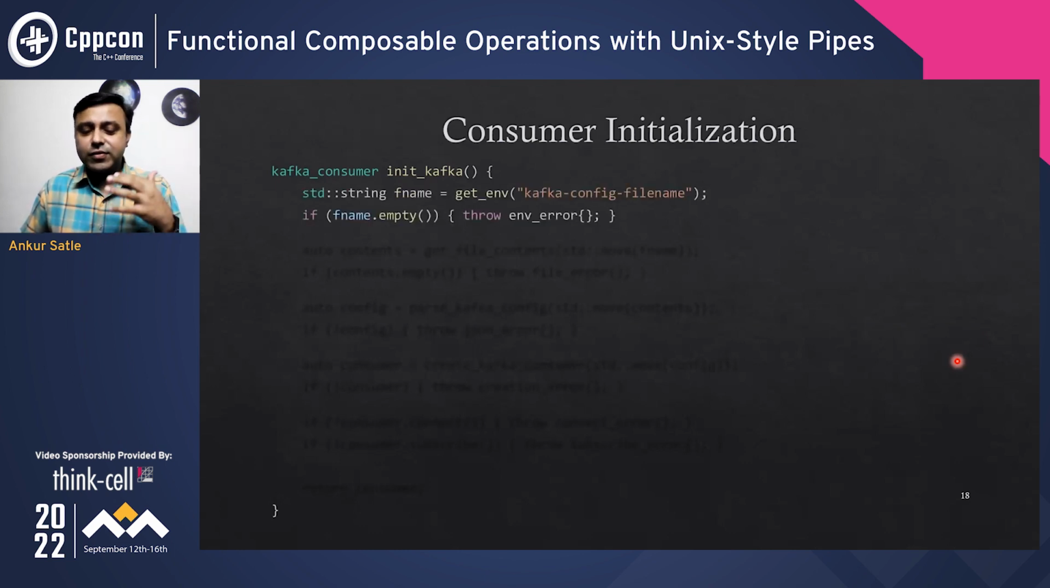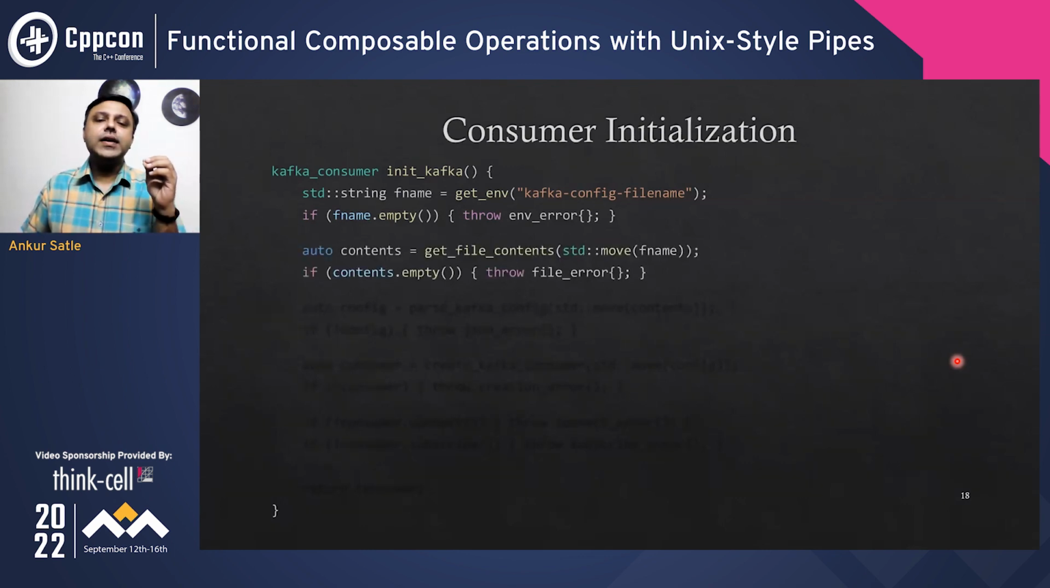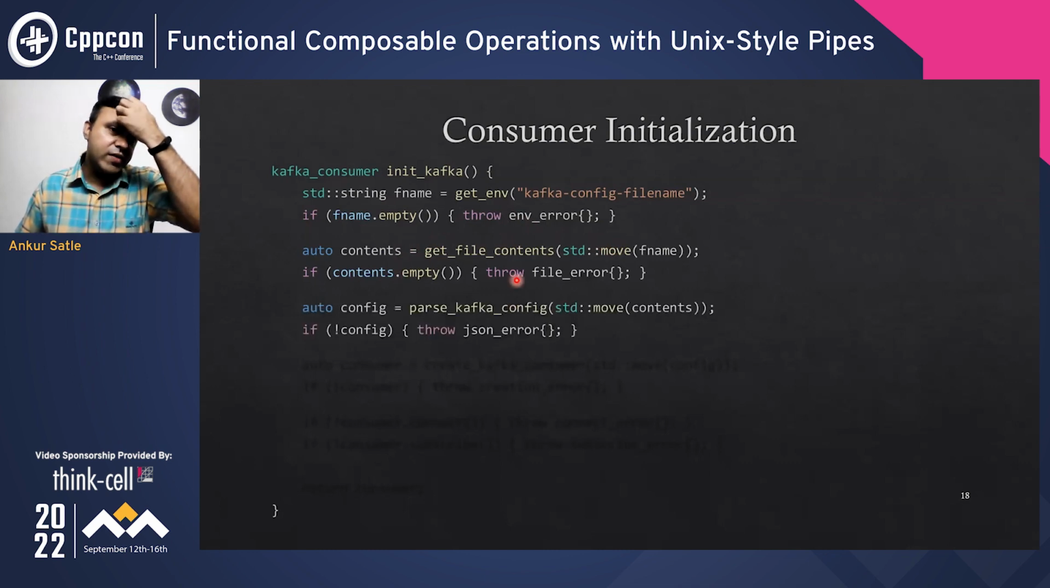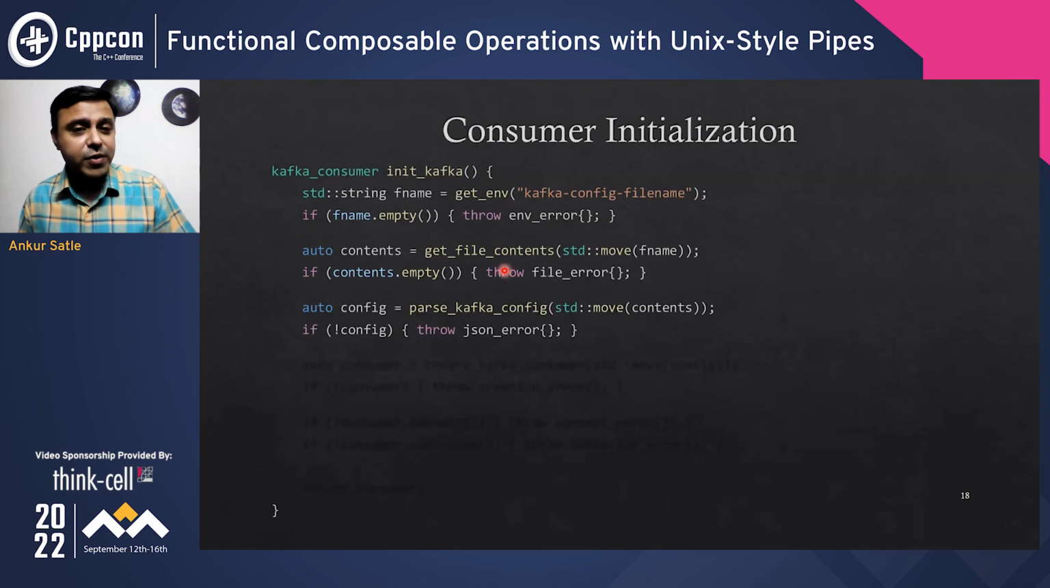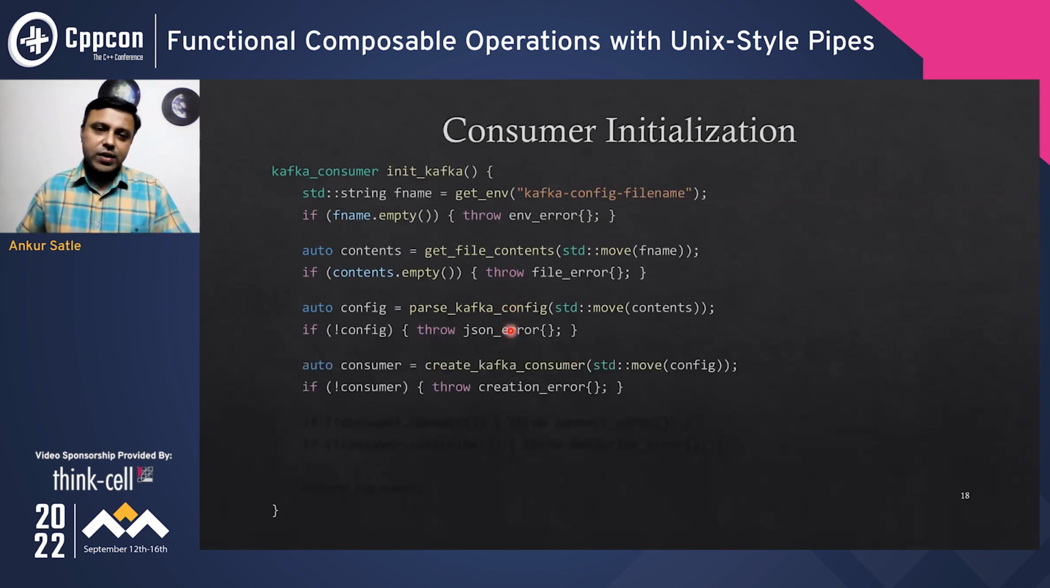This is what we start with. And I have cleaned it up quite a bit to make it pretty straightforward and simple, even to start with. So you read the environment for this variable, you get the file name. If you didn't, you have an environment error. Then you read the file contents, and if you didn't get the file or something wrong happened, you don't have the contents, you throw an exception. You parse the config out of the JSON that you just read from the file. If that didn't work, an exception.